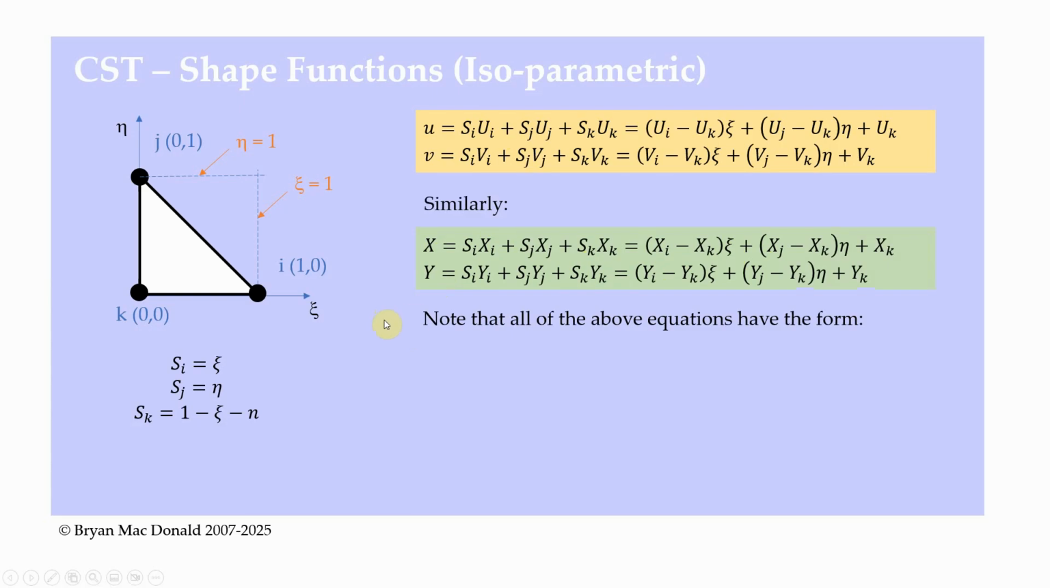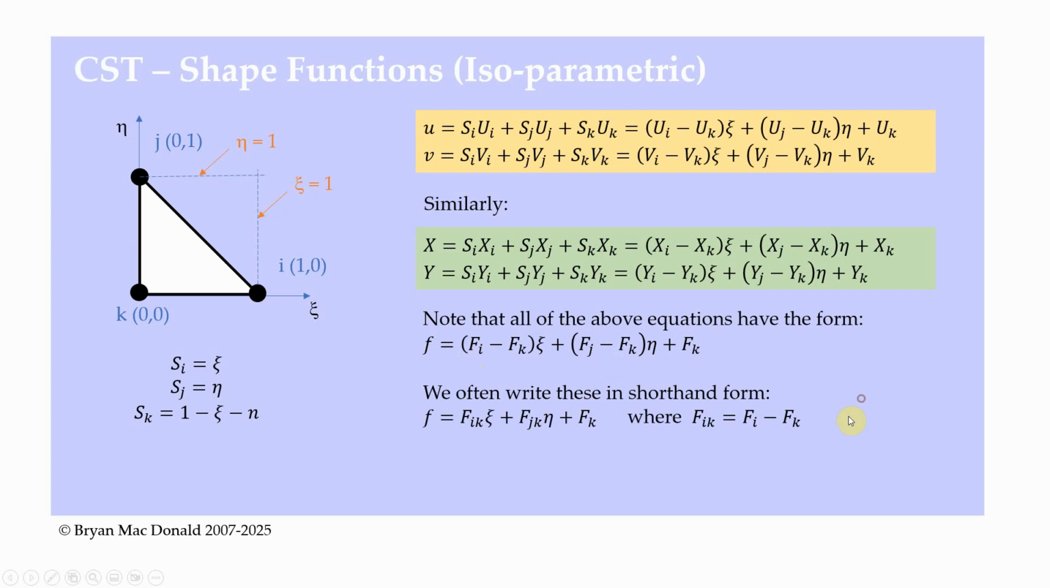So all of the above equations then have the form, if you look at them, f is equal to fi minus fk eta plus fj minus fk neta plus fk. So again, f can be x or y, or it can be u or v. So if you go and check those there, you'll see they're all exactly the same. We often write these in shorthand form because we use this isoparametric relationship so much that we say that, well, fi minus fk is fik, fj minus fk is fjk. So we'll use this later on just to make the equations a little bit more readable.